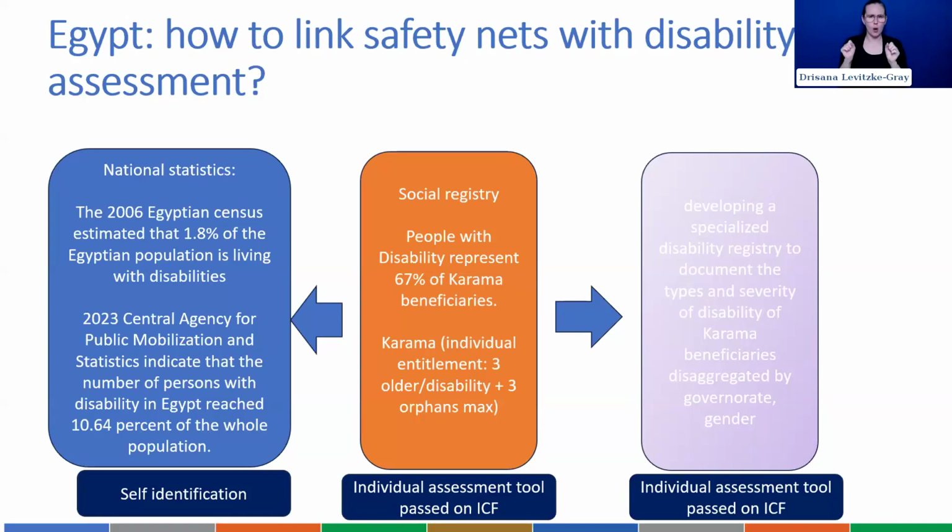And second point, the national statistics of Egypt, when we started the program of Takaful and Karama, was mainly based on the census of 2006, which identified by self-identification only 2% of the Egyptian population as persons with disability. While preparing this presentation, I found that in 2023, finally, the Central Agency of Statistics of Egypt started to use, not self-identification during the census, but the Washington Group set of questions, and they identified around 11% of the population living with disability in national statistics. So here we have a trajectory different from Haiti, because we started mainly with the social registry to identify persons with disability, and we started to develop this comprehensive system.